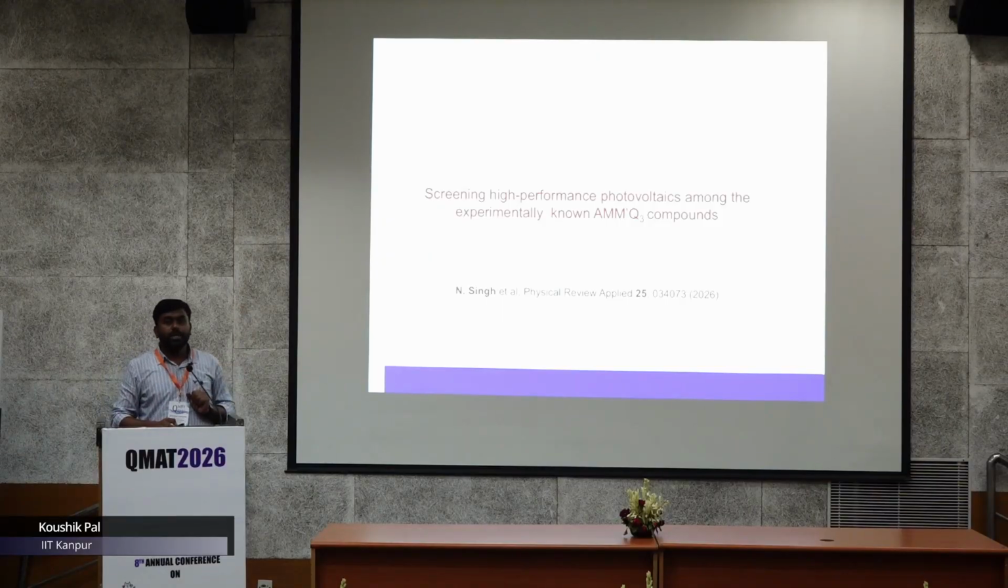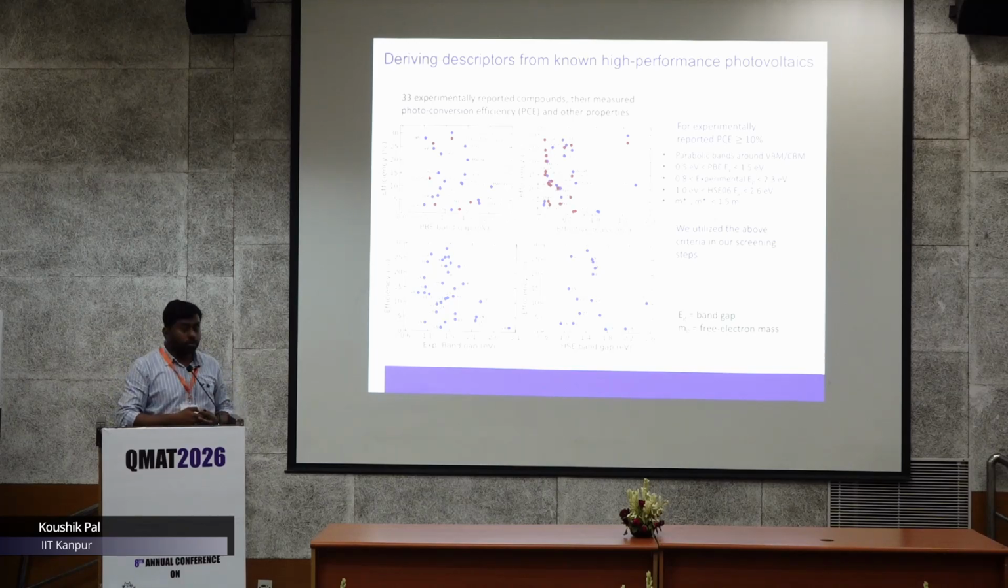Okay, after discovering this, we didn't stop there. We wanted to find materials in the same family for different applications. We wanted to see whether we can get new photovoltaic materials among the known compounds in this family. To discover photovoltaic compounds, first we surveyed the literature, and this is a plot of photovoltaic efficiency versus DFT calculated band gap, effective mass, and so on. These are all experimentally known photovoltaic materials, and this efficiency is the experimentally measured efficiency.